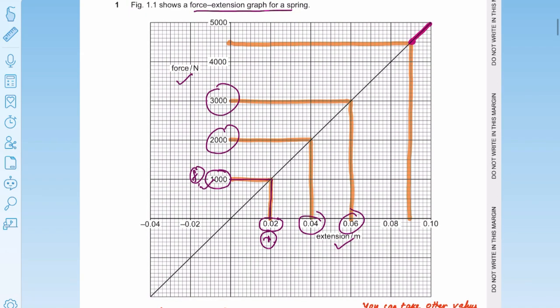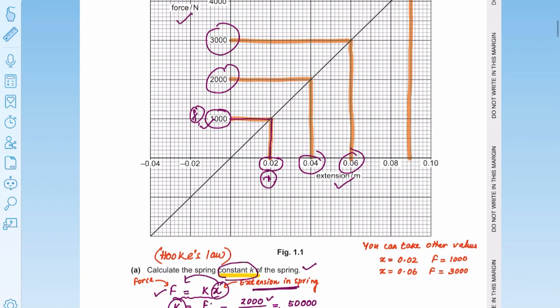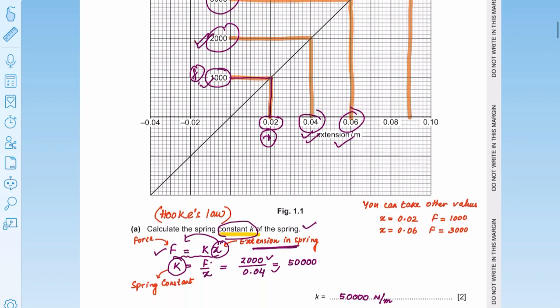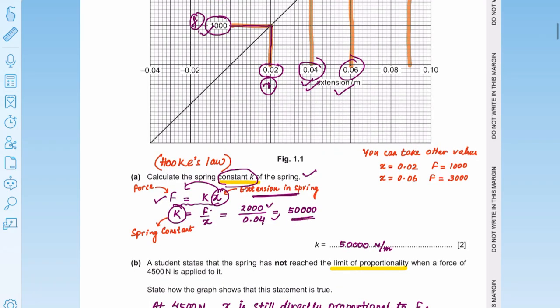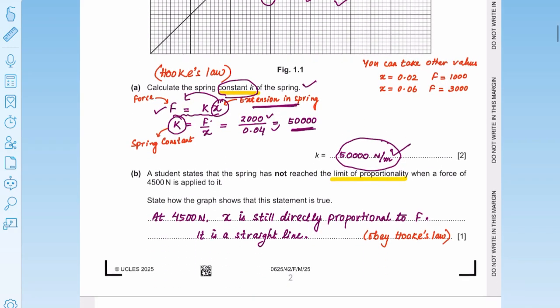For this question I have taken force equals 2000 and x equals 0.04, which is the extension of the spring. When you put it in, I'm getting 50,000. So up to a significant figure, I got K equals 50,000 Newton per meter. Don't forget to write the unit for this, it is very important. So it is Newton per meter. Got it? Right.